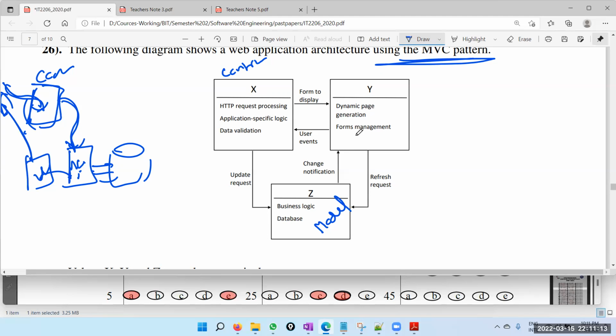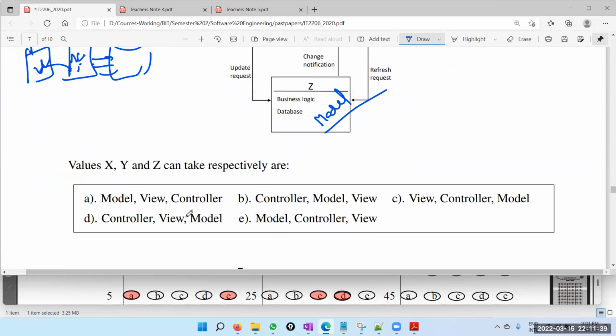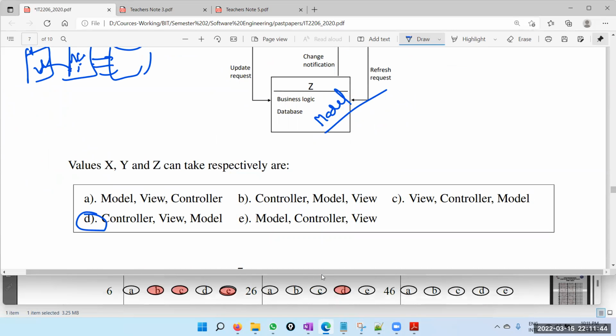Then dynamic page generation, form management, that is the view, the form to display. Refresh request, change notification, so we are notifying the view. An update request is coming from the controller to the model. So X, Y, Z is controller, view, model. Controller, view, model. D. Yes, D.